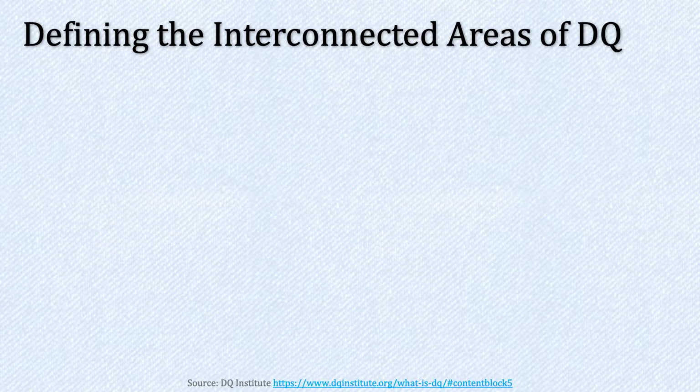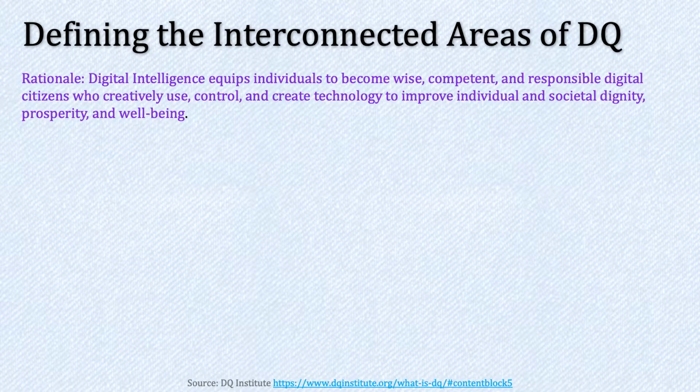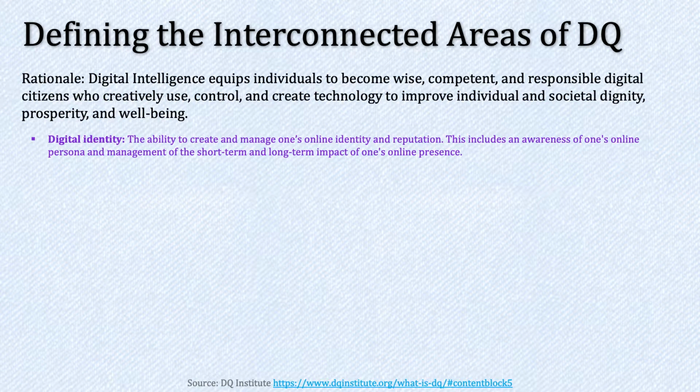The rationale behind digital intelligence is that in theory, it equips individuals to become wise, competent, and responsible digital citizens who creatively use, control, and create technology to improve individual and societal dignity, prosperity, and well-being. And of course, they have definitions of each of these interconnected areas, such as digital identity, the ability to create and manage one's online identity and reputation.